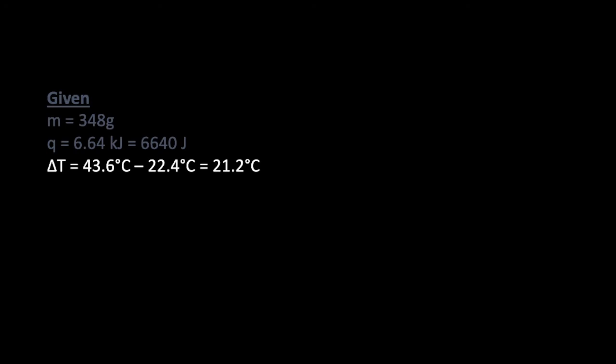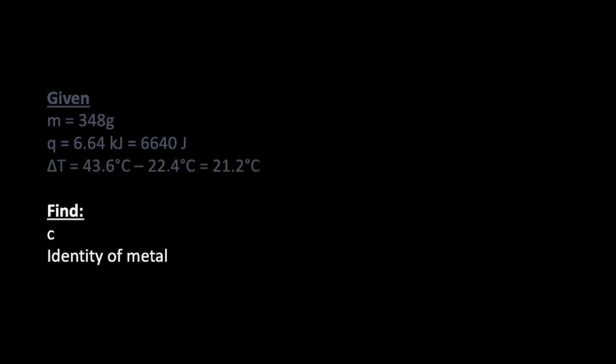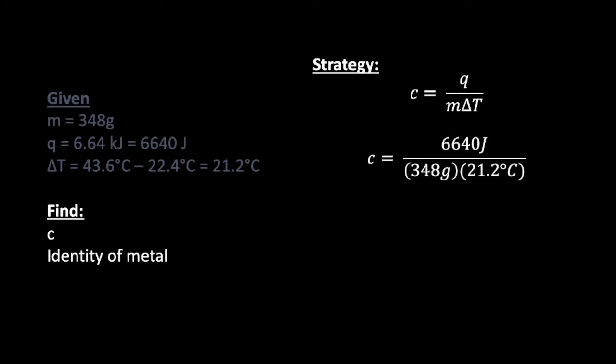We can calculate the change in temperature by taking the final temperature and subtracting the initial temperature from that. That's going to give us 21.2 degrees Celsius. Now, in order to find the specific heat, we will take our formula, C equals Q over M delta T, and we are going to put in our numbers and get out our calculator and solve. And our specific heat, or specific heat capacity, same thing, is 0.900 joules divided by grams degrees Celsius.